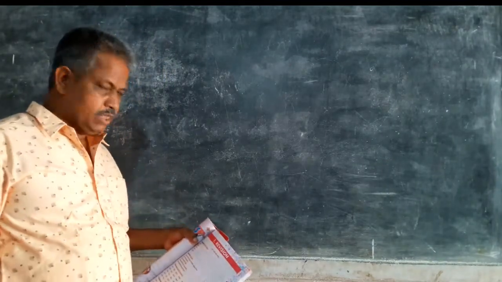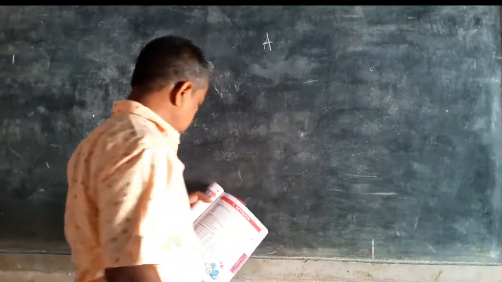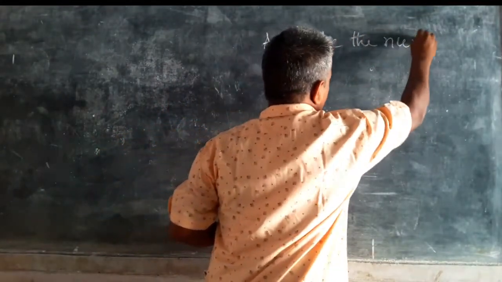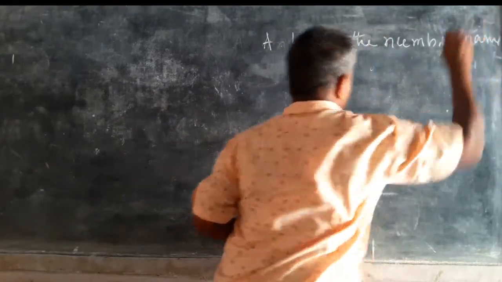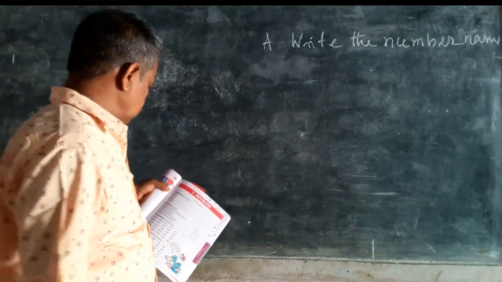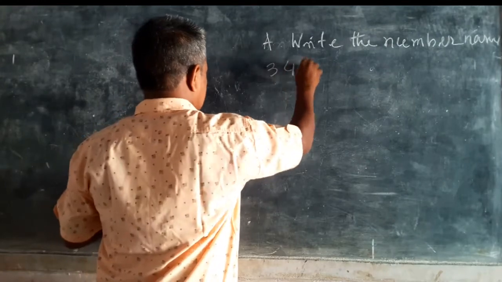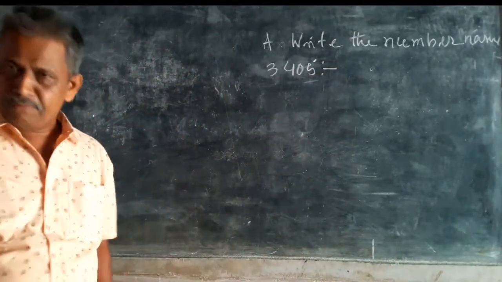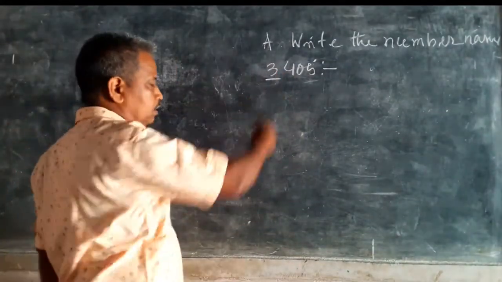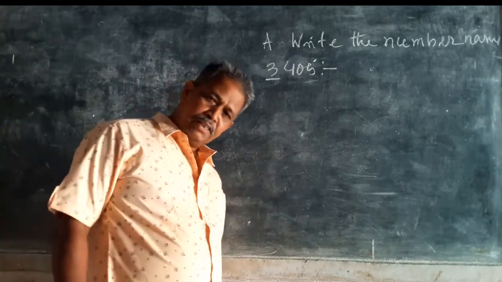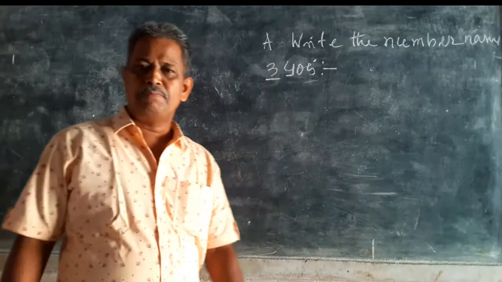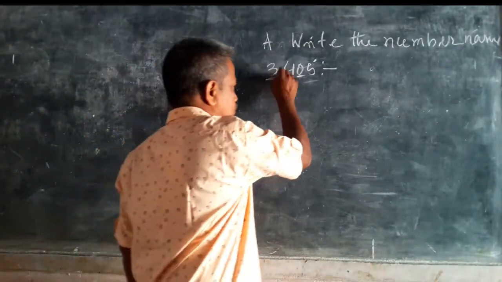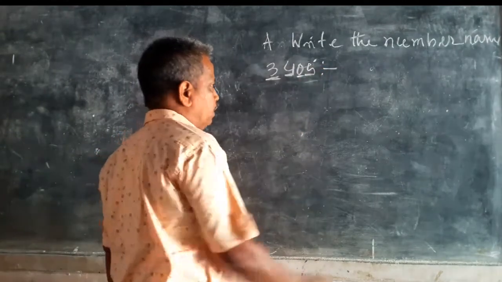That is revision. You see the question. Question number 1. Write the number name. The number is 3405. You see, in the thousands place it is 3, that means 3000. In the hundreds place it is 4, that means 400. In the tens place 0 and ones place 5. So the number is 3405.